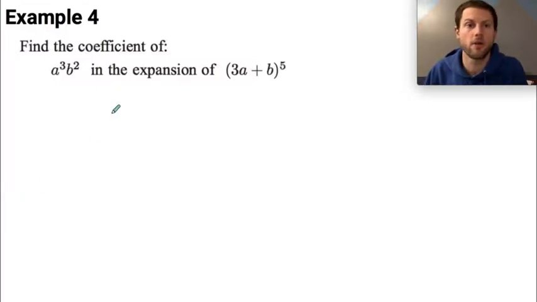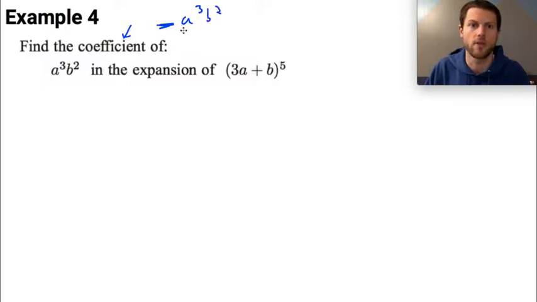In this last example here, we want to find the coefficient of a cubed b squared in the expansion of this binomial, 3a plus b to the fifth power. And this is where it gets kind of tricky because I'm looking for the coefficient. So that just means I'm looking for the number that's in front of a cubed b squared. This is what my answer should be, this thing. And how do I find that?